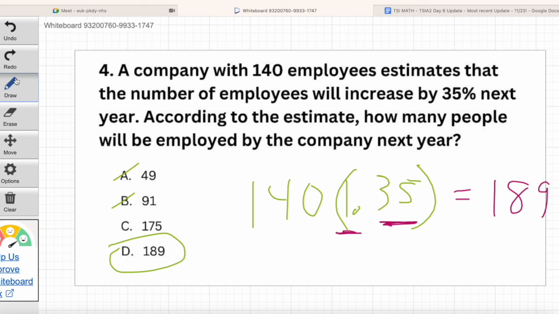1.50. Yeah, 1.5 or 1.50. What if you want to increase something by 90%? What should you multiply by? 1.90. Absolutely. Questions about that? Or does that make sense? That makes sense. Okay, great.